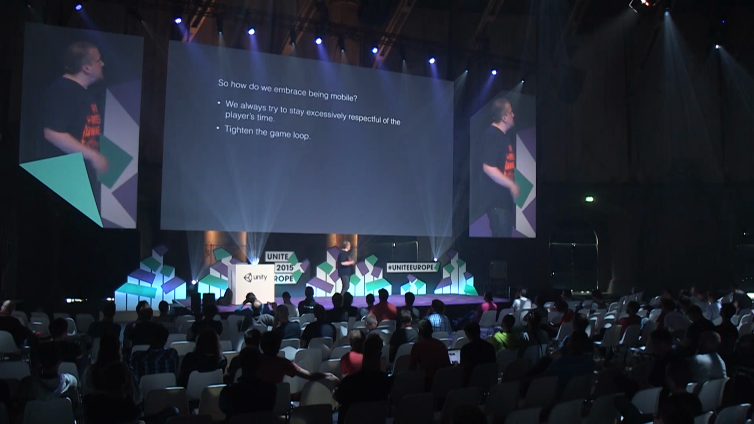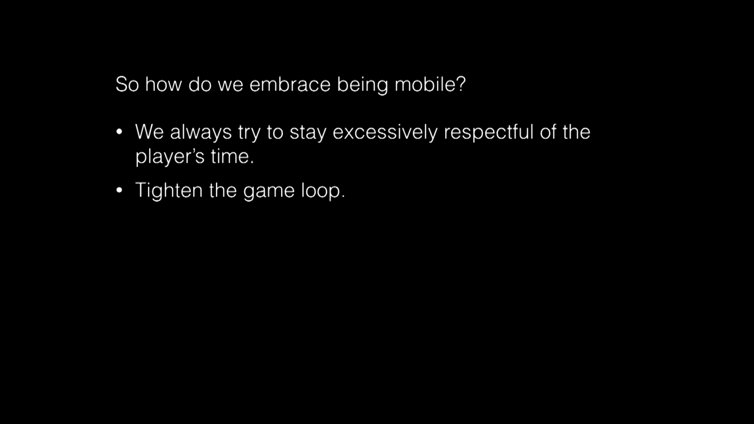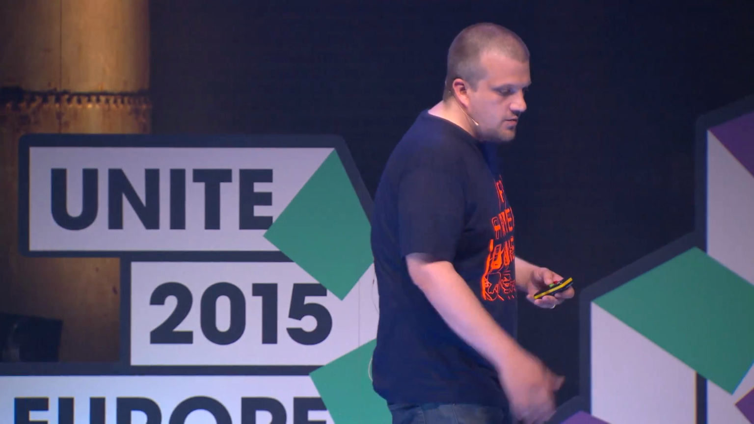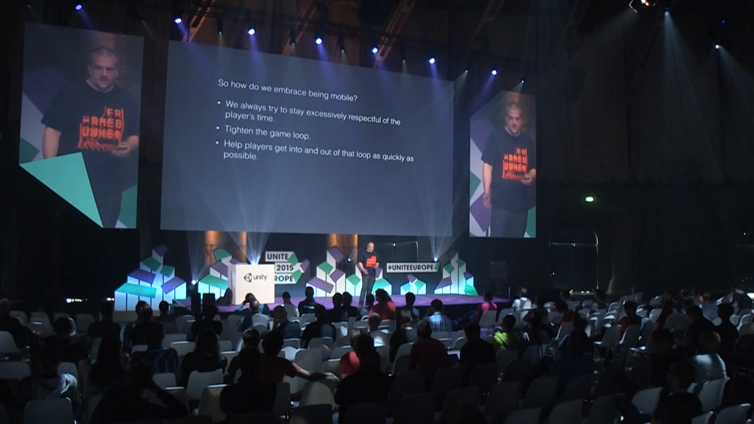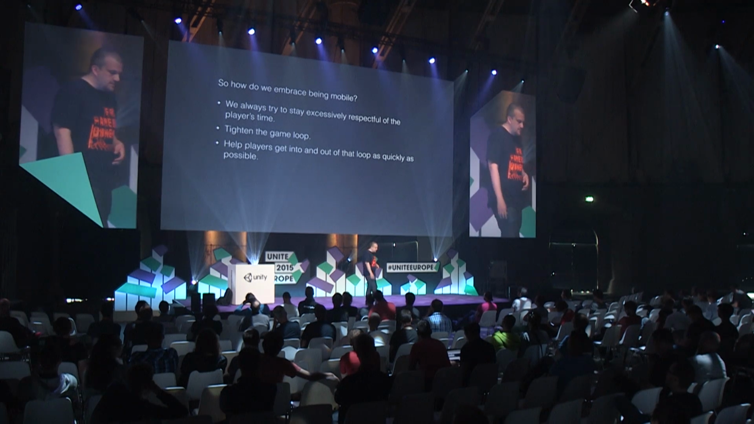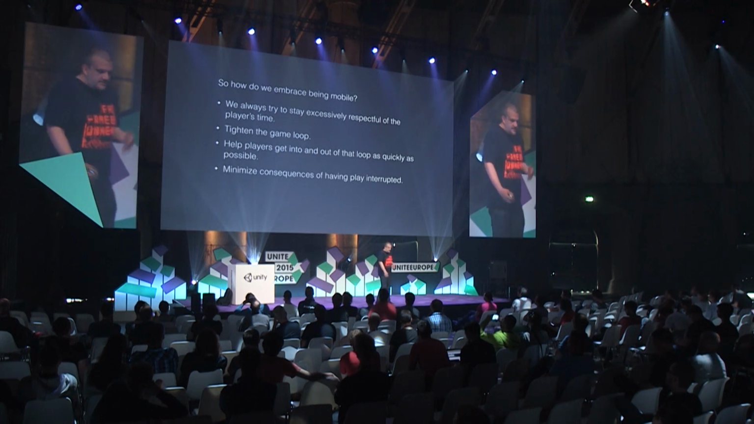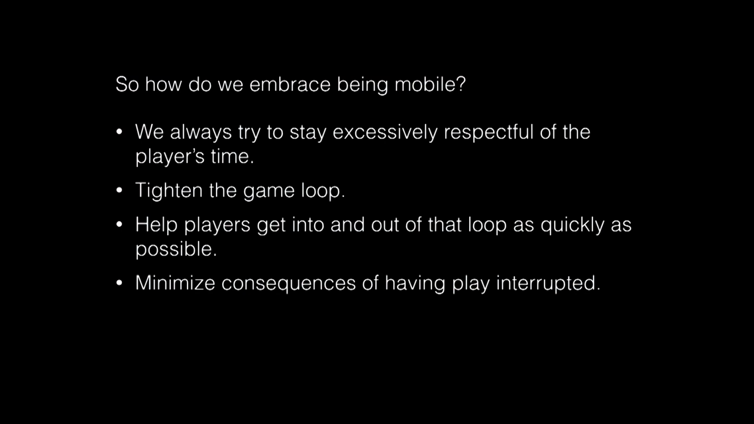We also try to tighten the game loop, to make a much faster action resolution cycle than we would potentially get on a desktop or console. We try to help players get in and out of that loop as quickly as possible, because when you have just 30 seconds, getting in matters. And if you're going to be disrupted, being able to get out and not lose what you're doing, not be penalized for things you can't control, becomes incredibly important. That's minimizing the consequences of interruption.